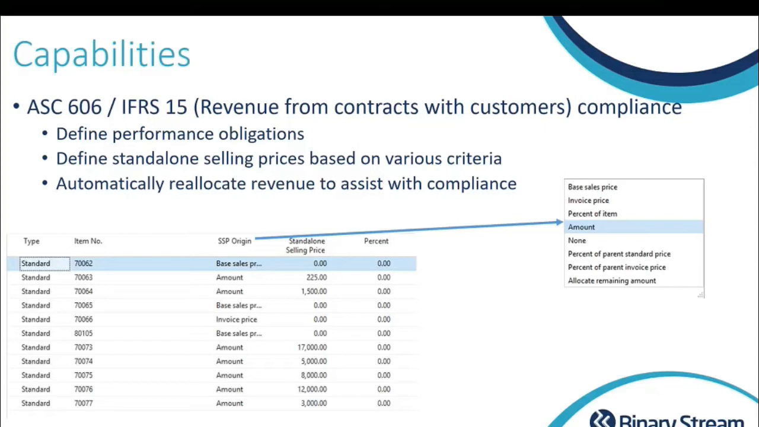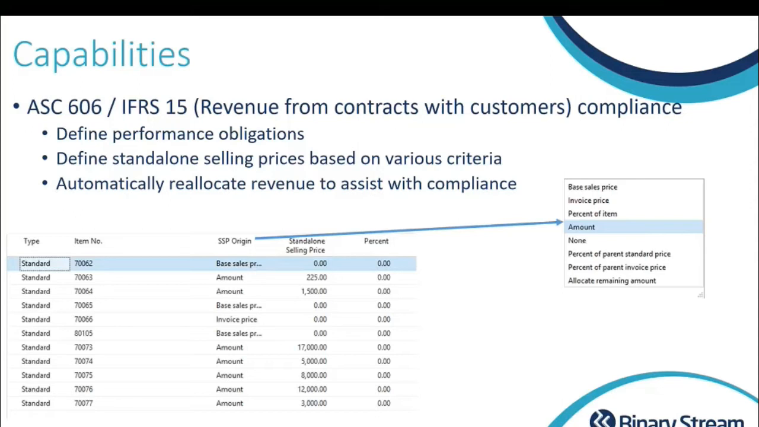We say, what is the standalone sales price origin? You notice the blue arrow going over. It can be the base sales price. It can be the invoice price. It can be a percent of another item. Think of support for software. It could be a specific dollar amount. For example, my professional services might be $225 an hour, period. That's it. That's the price. Or it could be none.